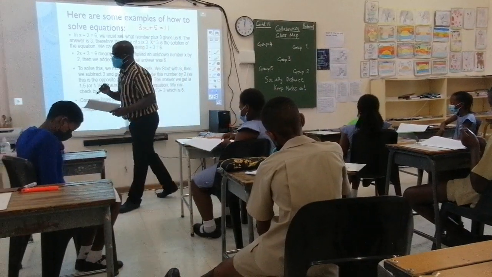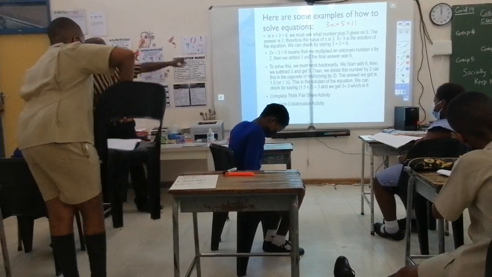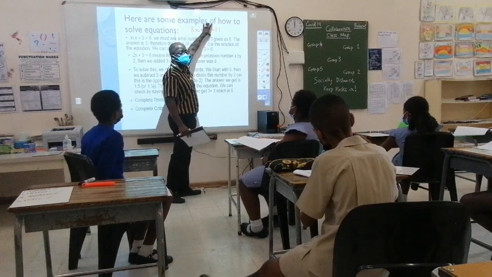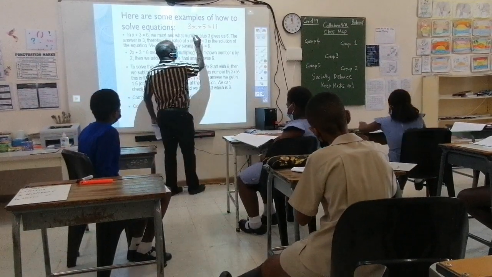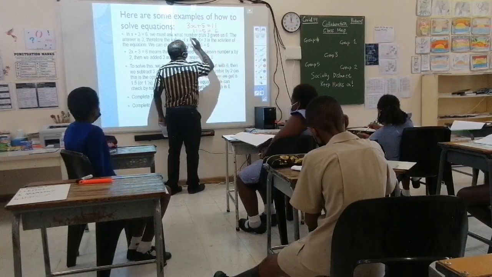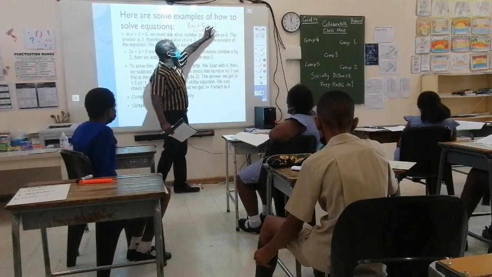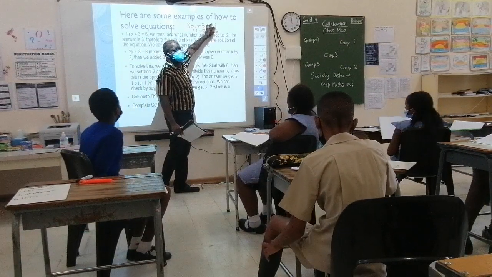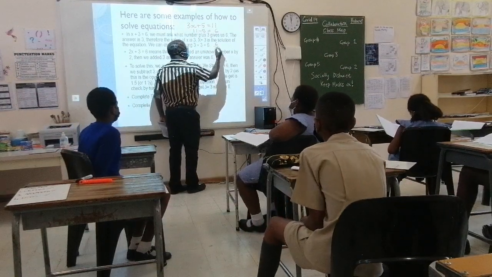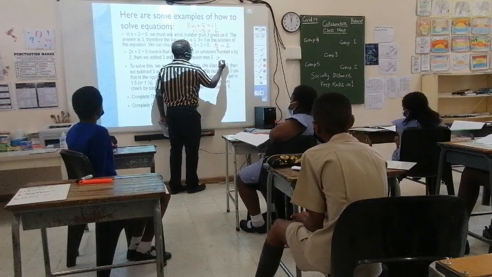Now remember what I told you. I said we work backwards. We start with 11. What was the last thing you did? You added 5, right? So what is the opposite of adding 5? You say 11 minus 5, and that gives you what? 6. The last thing you did here is you multiplied x by 3. So what is the opposite of multiplying by 3? It is dividing by 3. So you take the 6, divide it by 3, you get 2. So your answer is x is equal to 2.